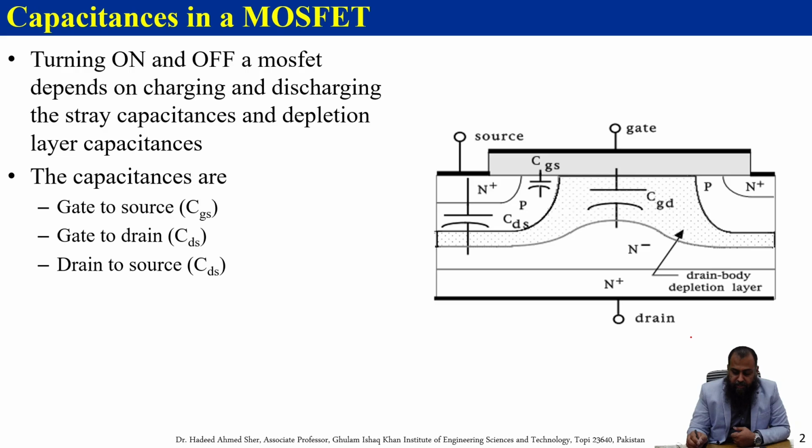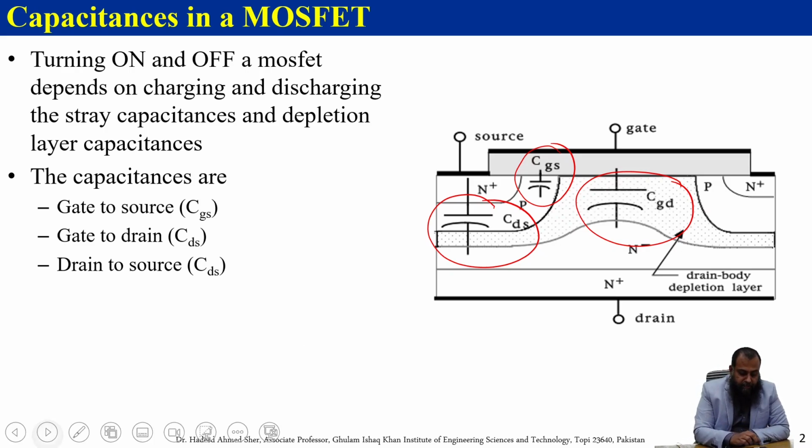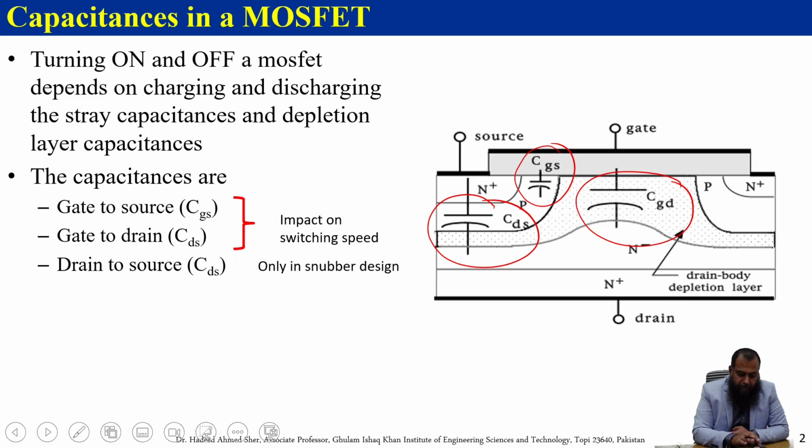This cross-sectional view of the MOSFET structure clearly depicts that we have the CGS available here, we have the CDS, and we have the CGD available here. Notice that not all three capacitances have a direct impact on the switching speed. Rather, the first two, the gate to source and the gate to drain, are responsible for the impact on the switching speed, whereas the capacitance CDS is mainly used in the snubber design of any power electronic circuit here.